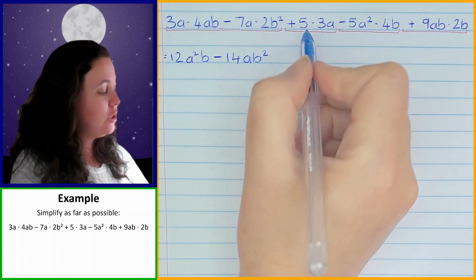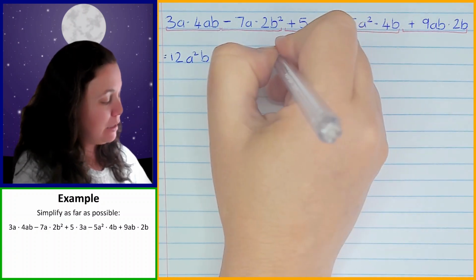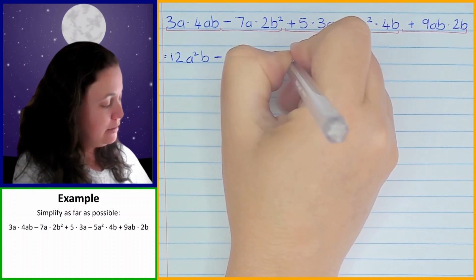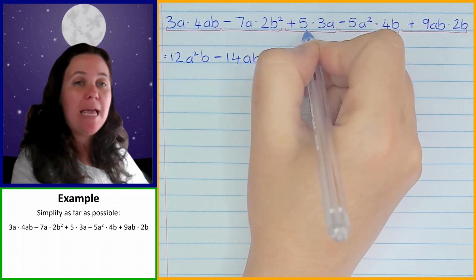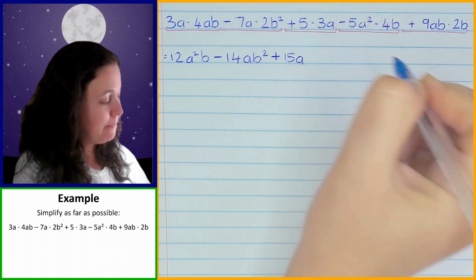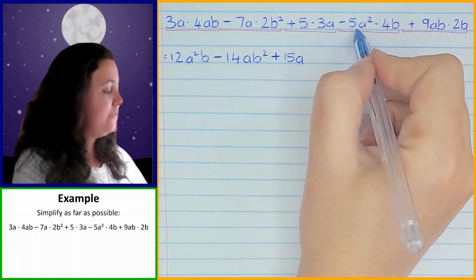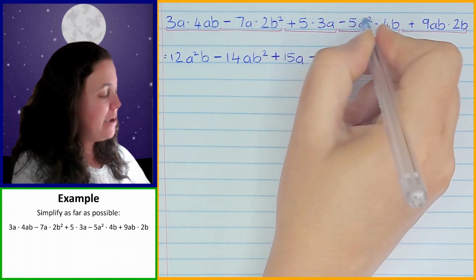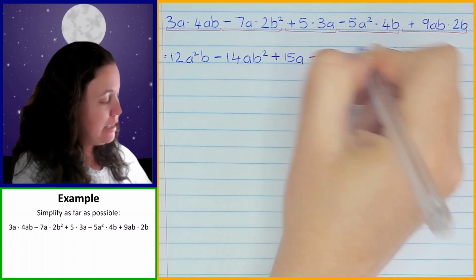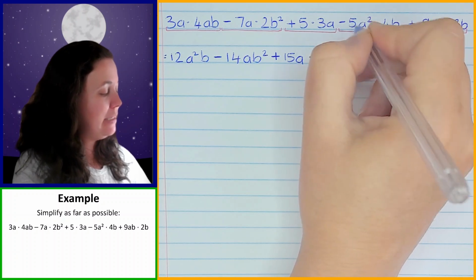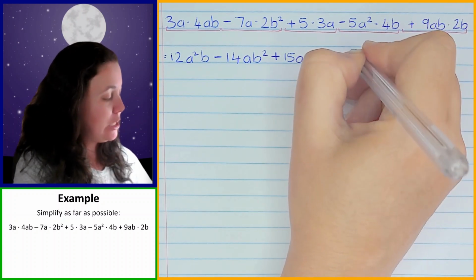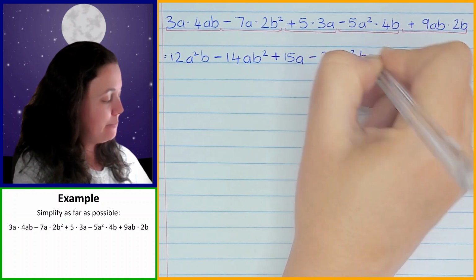Okay, then I've got a positive times a positive is plus. 5 times 3 is 15. And then I can't multiply the a by anything, so it just stays a. Then I've got over here negative 5a squared times 4b. So that's going to be negative 5 times 4 is 20. And then a squared times b, neither of those are the same base, so I'm just going to write them down in alphabetical order. So a squared and then b.